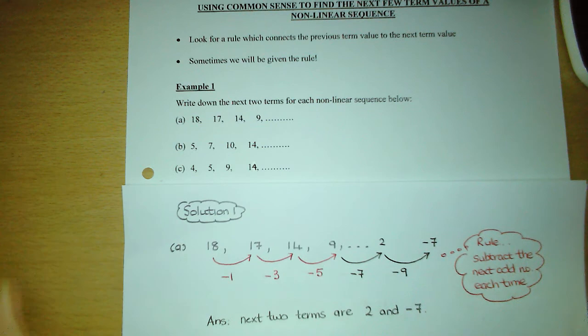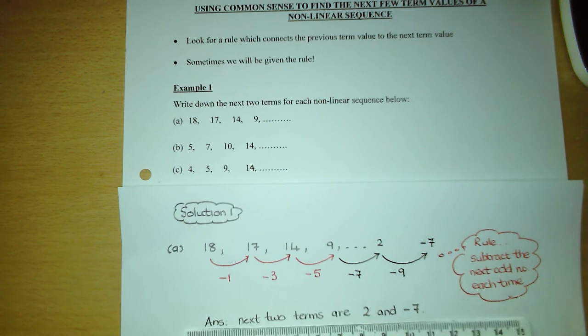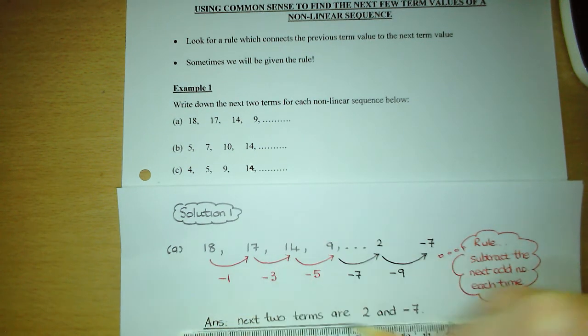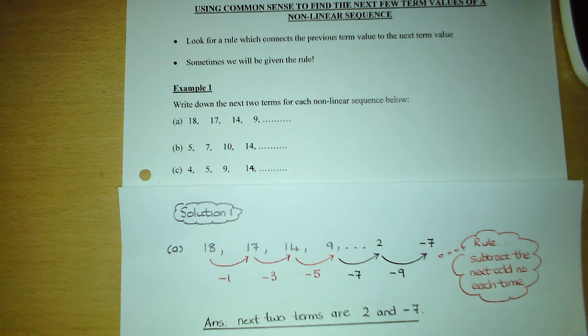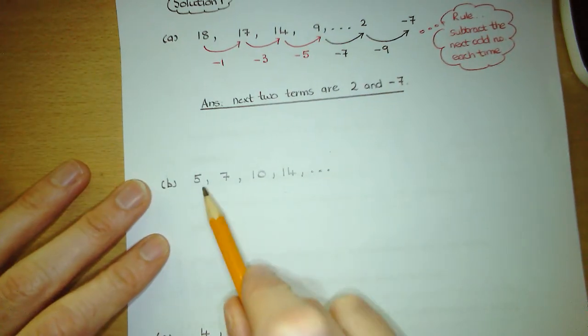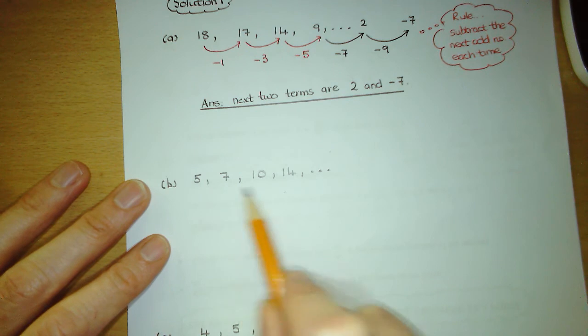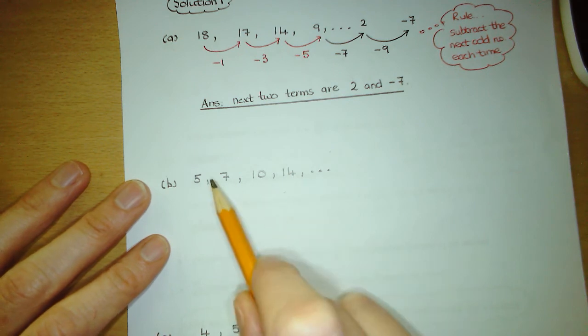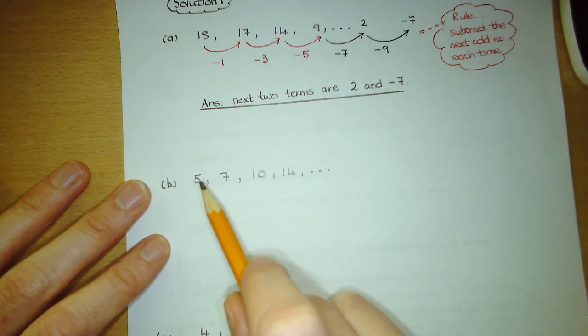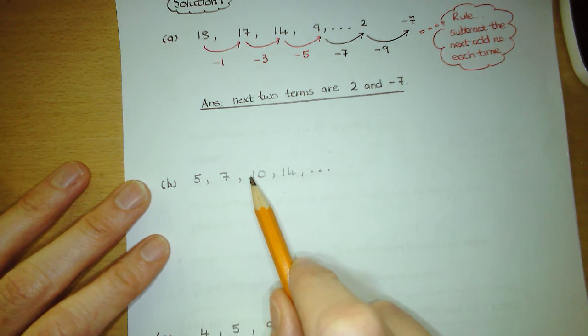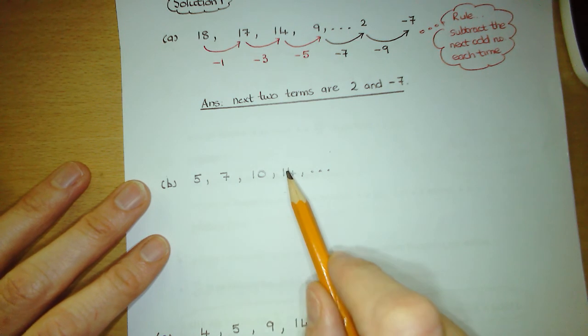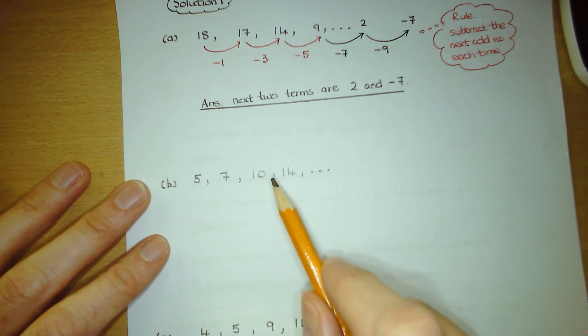Okay, really straightforward. So that's all we're doing. We're just using common sense here instead of trying to get the nth term formula. Okay, part B then. Again, we have another non-linear sequence. This sequence appears to be getting bigger, but we're not going up by the same amount. We're adding on 2. Then we're adding 3, then we're adding 4. So it's definitely not a linear sequence, it's non-linear.